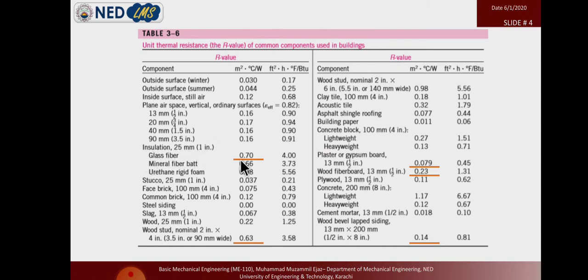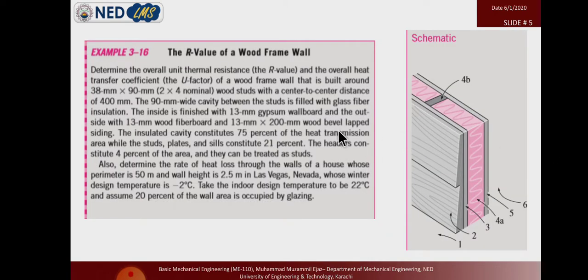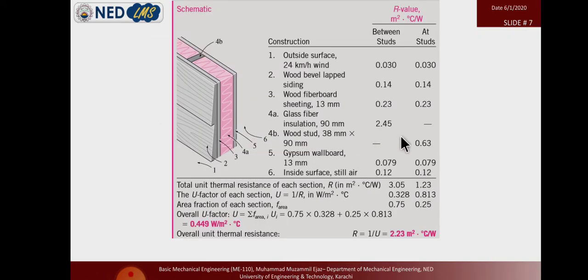Insulation 25 millimeter is 0.70, but we have insulation of 90 millimeter. So we can easily calculate the value: 25 millimeter is 0.7, so we can divide 0.7 by 25. So 1 millimeter of insulation gives 0.028 value of R. We can multiply 0.028 with 90, we get the value 2.52.